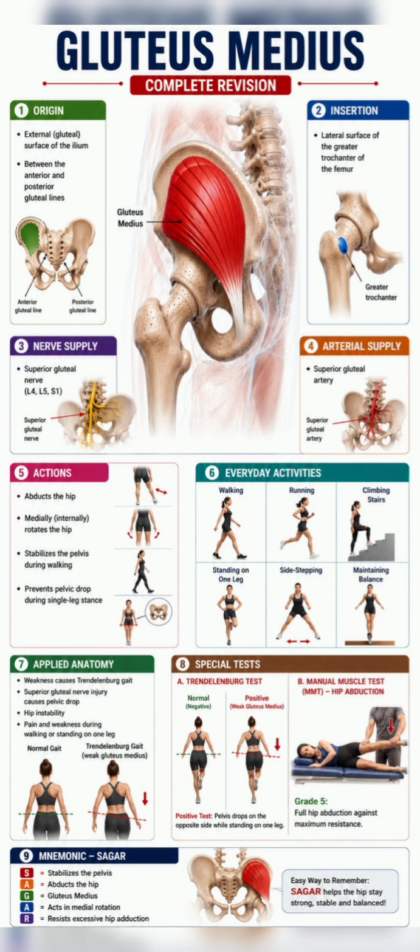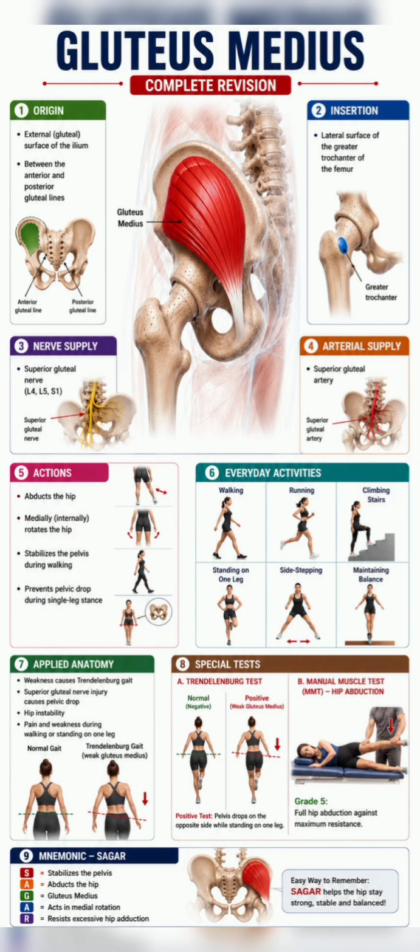Otherwise, no need. Everything is done right now, so let's revise. The muscle we are studying is gluteus medius. Its origin is the external, that is gluteal, surface of the ilium, and the insertion is the lateral surface of the greater trochanter of the femur. Just remember greater trochanter of the femur, that is more than enough. Then nerve supply: it's supplied by the superior gluteal nerve, and arterial supply by the superior gluteal artery. The only difference is nerve and artery in these words. Then the action: it abducts the hip, because these are the hip abductors. It abducts and medially rotates the hip, stabilizes the pelvis while walking, and also prevents pelvic drop during single leg stance.